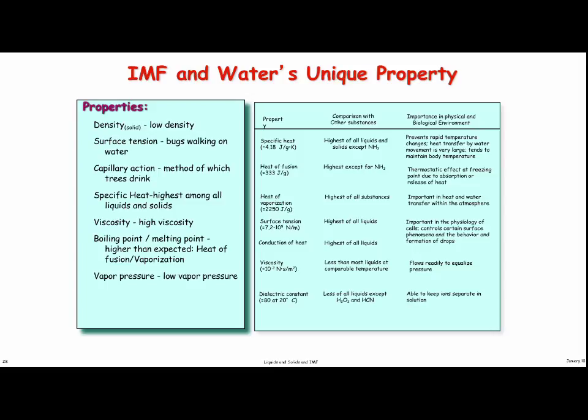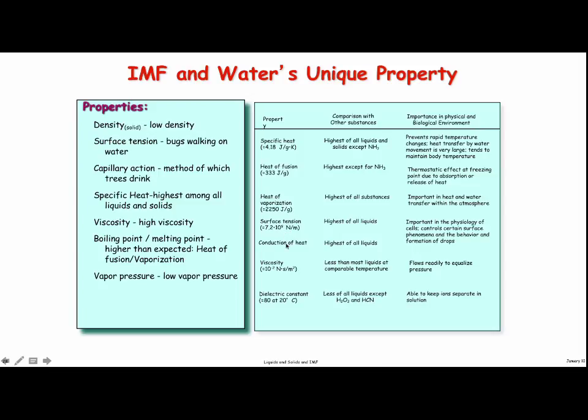Viscosity is pretty high. Other chemicals also have high viscosity, but for water it's pretty high for a very, very small chemical. Boiling point and melting point are exceptionally high, as well as its heats of vaporization and heats of fusion, and the vapor pressure tends to be low. For water, the specific heat is 4.184. The heat of fusion is 333 joules per gram. The heat of vaporization is 2,250 joules per gram.